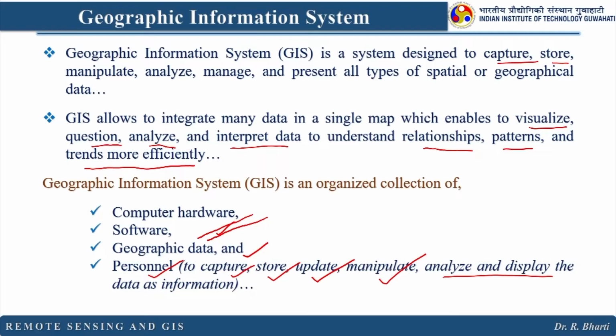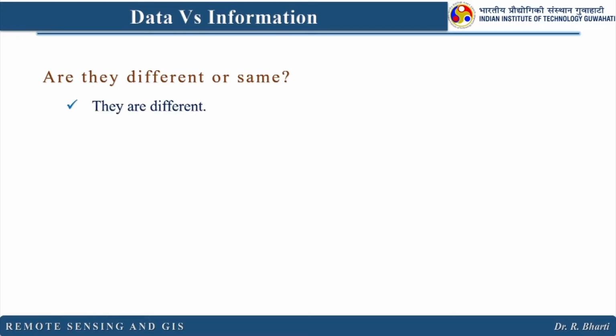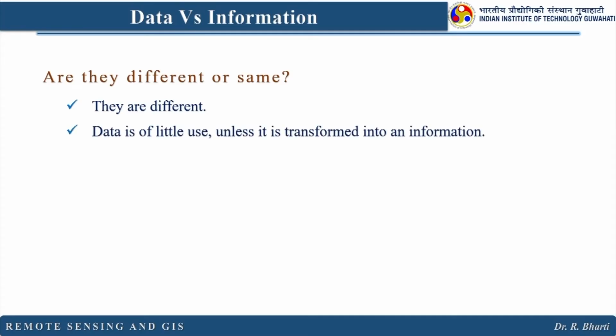In a GIS system, basically spatial data or geographical data is needed, but for what? To analyze and interpret or visualize them, to establish some relationship or pattern or trends. But for all these processes, you need to have your input data. So first let us understand the difference between data and information, because here we are calling it a geographic information system, but the input is data. So let us understand what exactly data means and information means, right? The first question I am going to ask is, are they different or the same? The answer is they are different. How are they different? Data is of little use unless it is transformed into information.